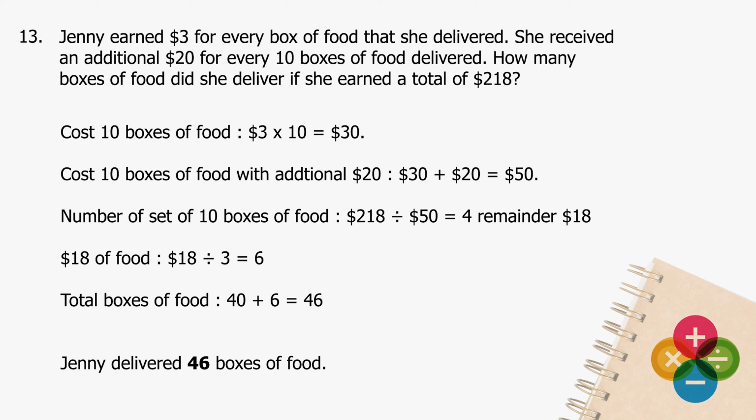The number of boxes of food for $18 will be, divide $18 by 3, and the quotient is 6. The total boxes of food will be, add 40 to 6, and the sum is 46. Jenny delivered 46 boxes of food.